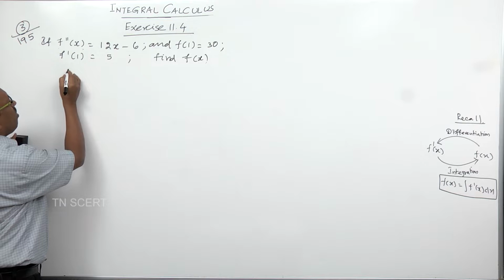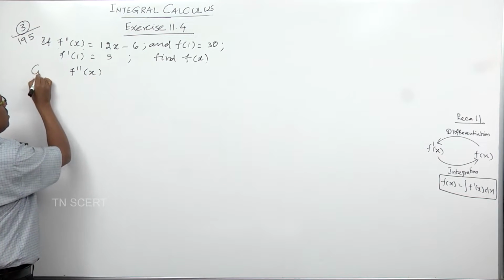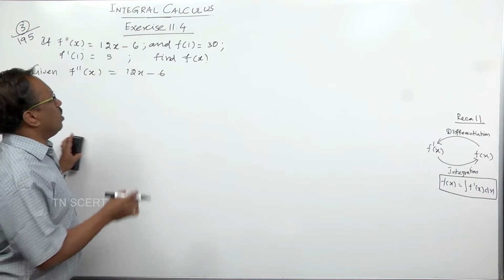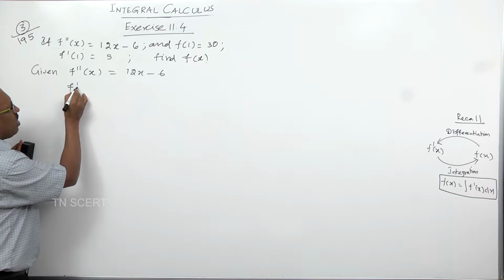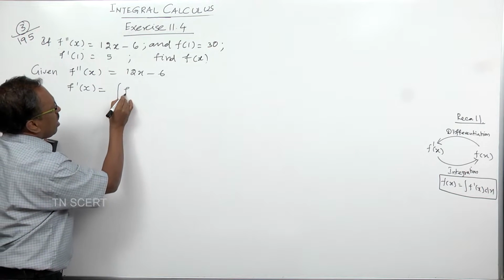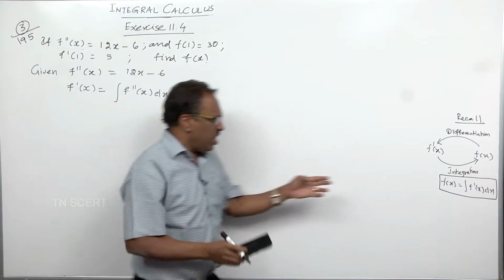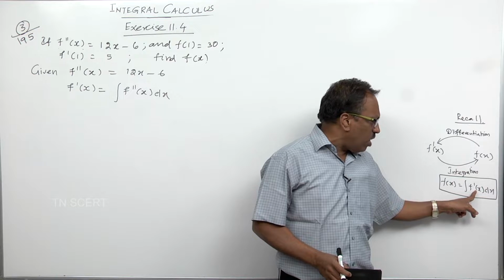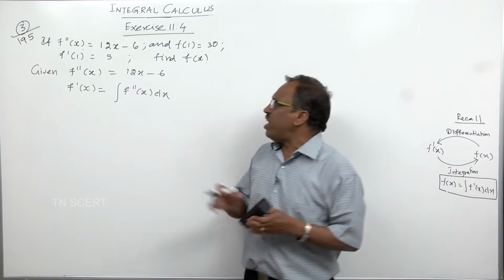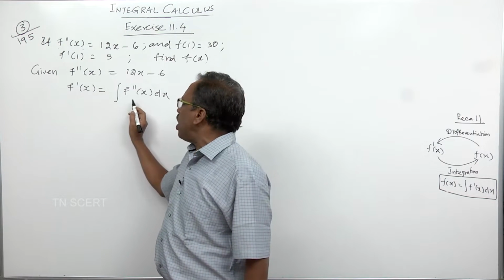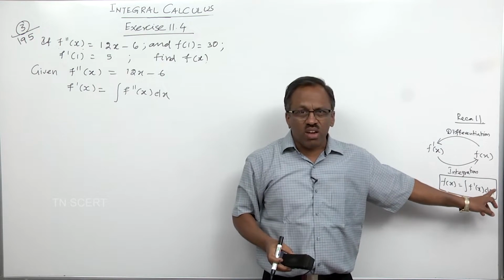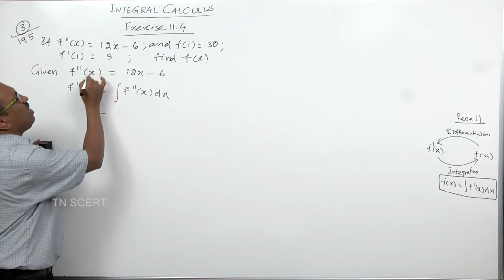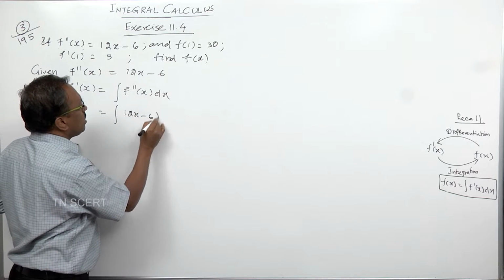So let us take f double dash of x, which is equal to 12x minus 6, a linear function. To get f dash of x, we need the integral of f double dash of x dx. Remember, integrating the first derivative gives f of x, and integrating the second derivative gives f dash of x as a function. So f dash of x is the integral of 12x minus 6 dx.